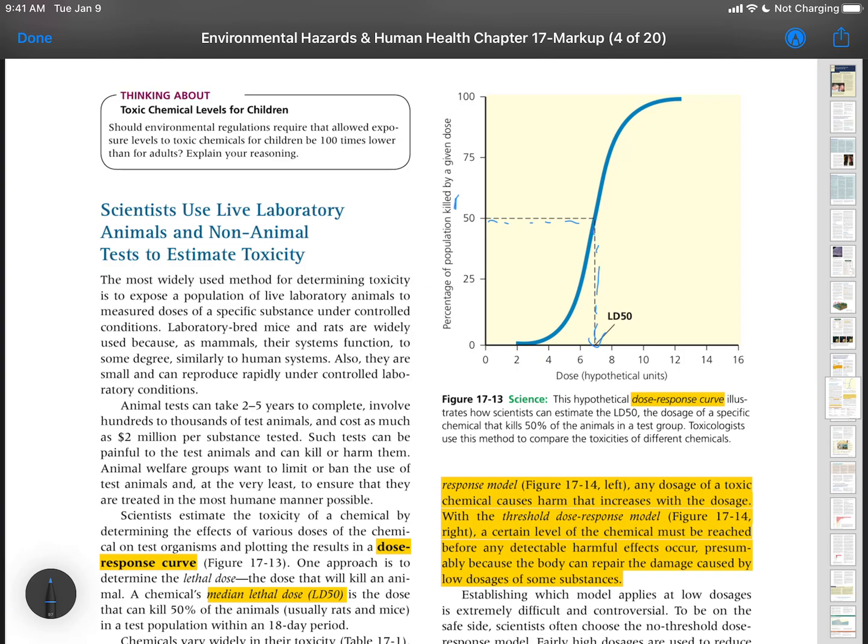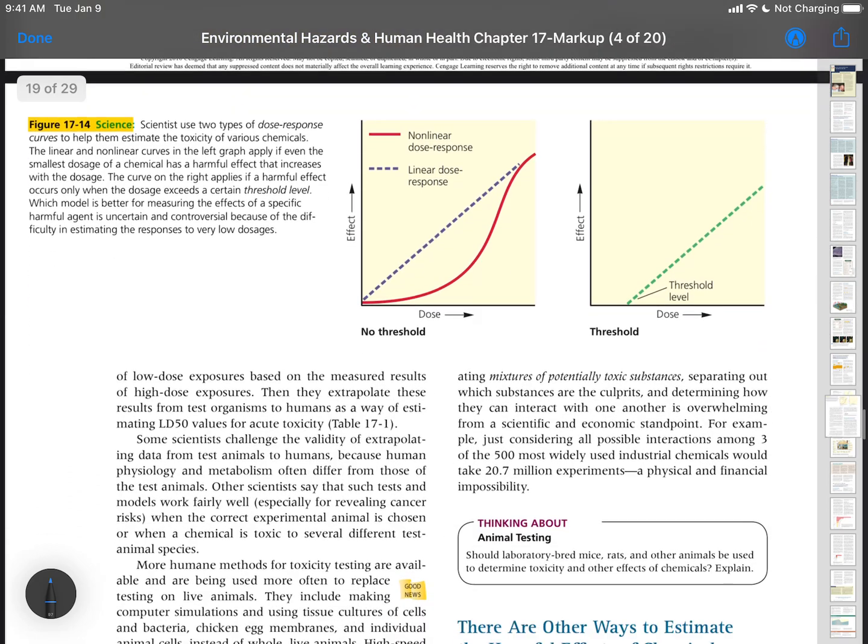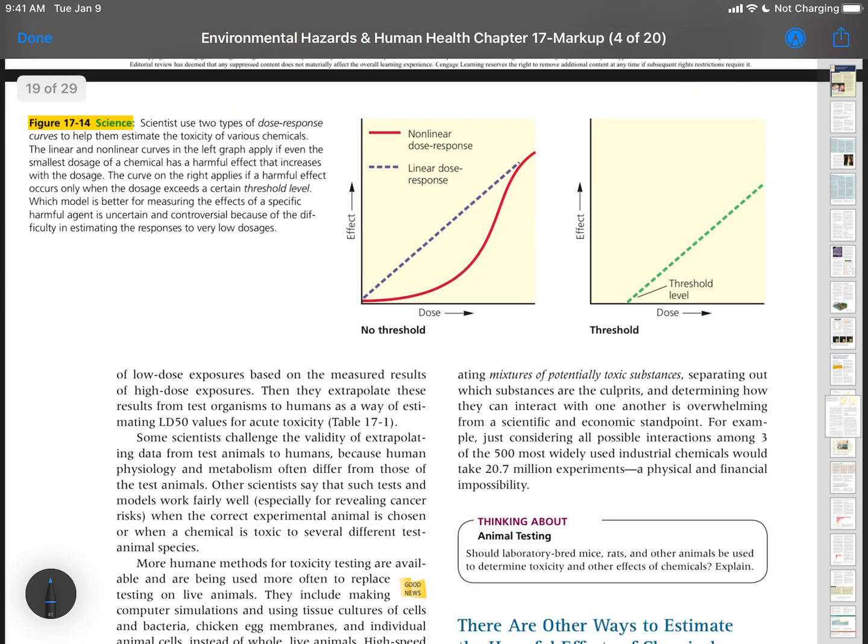If it's not a lethal dose, we just call it an effective dose, an ED, instead of LD. That could be an effective dose, a dose at which 50% of the population stops reproducing, for instance. Now, this is the other idea. Here we have a case where there's no threshold, meaning we start to see an effect right away. It could be linear or it could be nonlinear. It doesn't have to be linear.